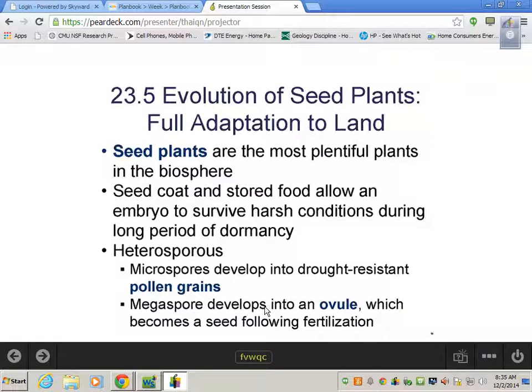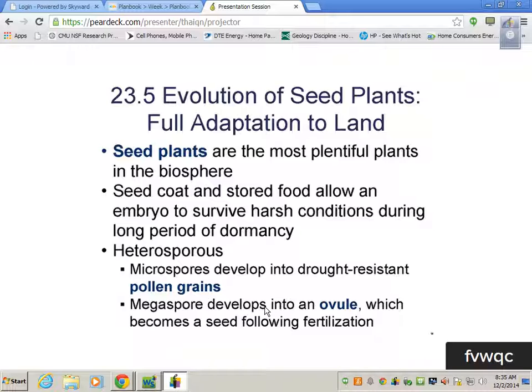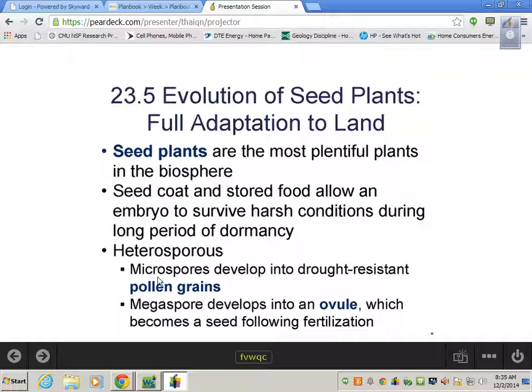And then the heterosporous, which means there are different types of spores, where the microspores develop into drought-resistant pollen grains. And so we looked at these pollen grains developing in the flowers we dissected. Most of them weren't quite dried out yet, right? Weren't in that ready-to-be-dispersed pollen stage. Now the megaspore will develop into an ovule, which becomes a seed following fertilization. Which one sounds bigger, micro or mega? Mega, okay? The female is generally larger.